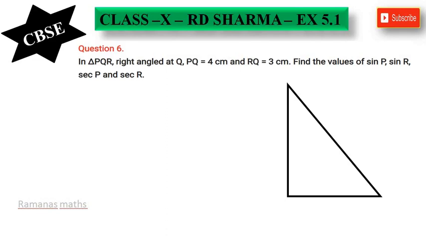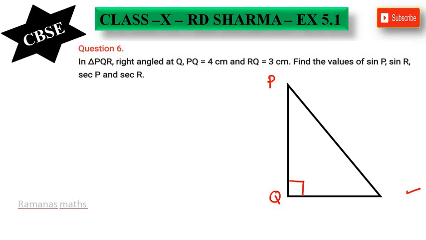In a triangle PQR, right angle at Q. So, fix the vertices from the given information. Okay, this is Q. We can fix P either here or here. Okay, so I can fix this vertex over here, right?